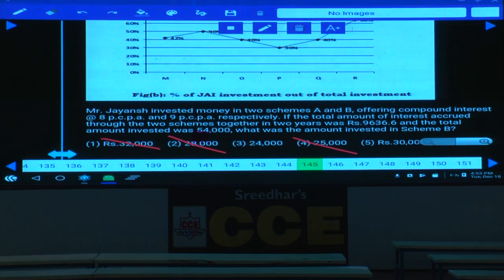There are 2 options. Now you can verify it. Take one option, either 24,000 or 30,000, and verify with that number. Instead of going for the allegation or reverse method, you can start verifying using the multiplication rule.